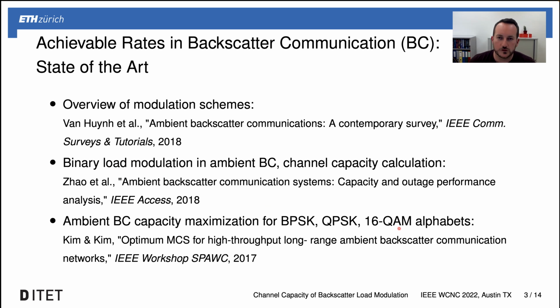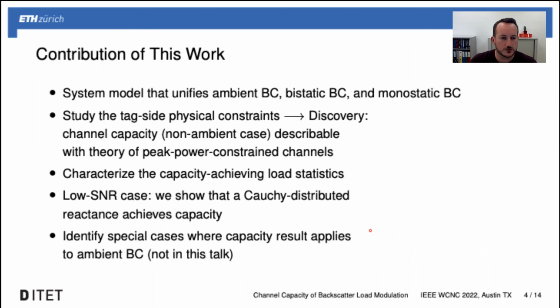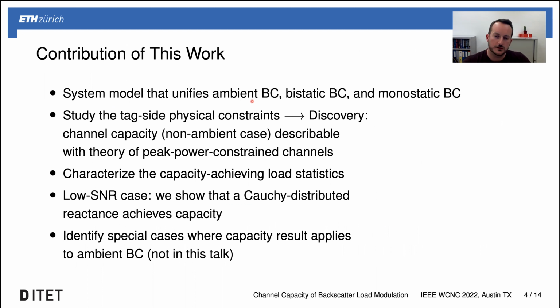But we want to take this a step further. We are interested in how far we can go in terms of achievable information rate without specifying a specific modulation scheme, with anything goes in terms of adaptive passive load termination. The contribution of this work is that we develop a system model that unifies all the different cases you saw earlier, so bistatic and monostatic, in the same mathematical model.